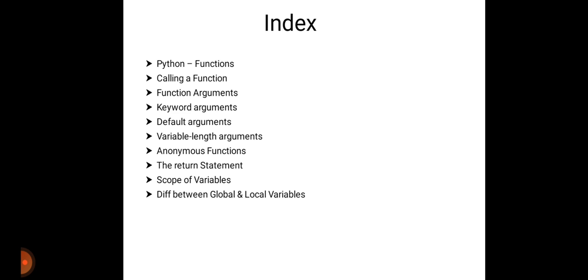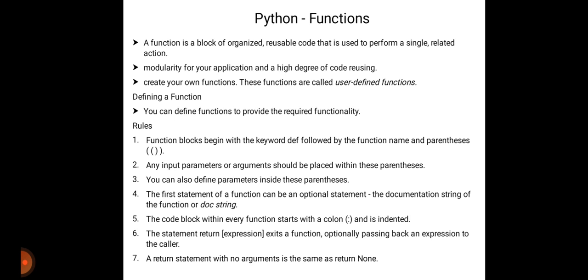Today we are going to discuss what a Python function is, in which we will study how we can call a function in Python, what function arguments are, what keyword arguments are, then default arguments, variable length arguments, the anonymous function, the return statement, the scope of variables, and the difference between global and local variables. So we will see them one by one.